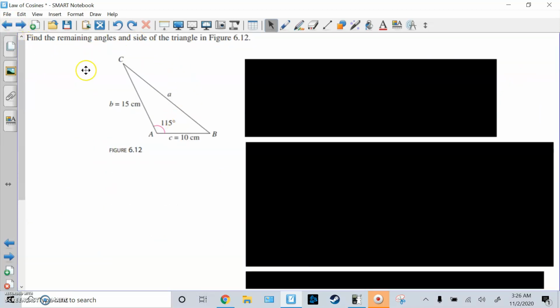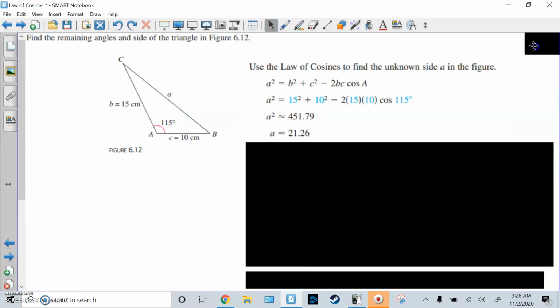Alright, here you go. Find the remaining angles. So we can't do any of our law of sines. We can't do sine of C over 10 equals sine of B over 15 or sine of 115 over a. So we do the law of cosines again. Just use the normal formula. They chose to solve for a.